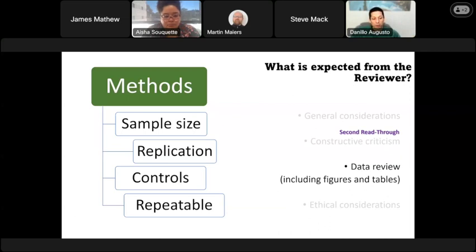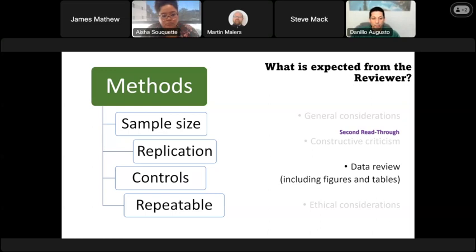Another aspect of your review is about the methods that have been used in that paper. For example, what about the sample size? Is that appropriate for this type of study? Did the authors do any replication of their findings? How about the controls? Are the controls appropriate? Are they biased? Are they really good controls for this type of experiment? Did they use controls for the cell culture or for the cytometry? Whatever methodology it is there.